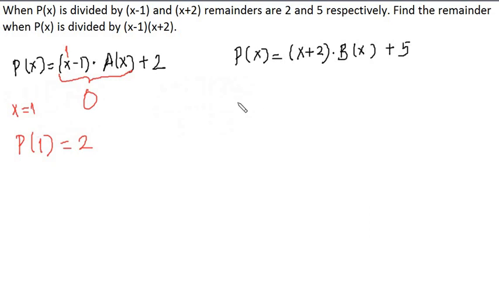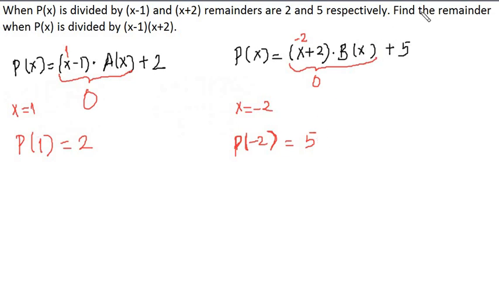And when x is equal to negative 2, this part right over here is going to be 0, because negative 2 plus 2 is equal to 0. 0 times b of x is equal to 0. So we will get p of negative 2 is equal to 5. So let's keep these two in mind. P of 1 is equal to 2 and p of negative 2 is equal to 5.